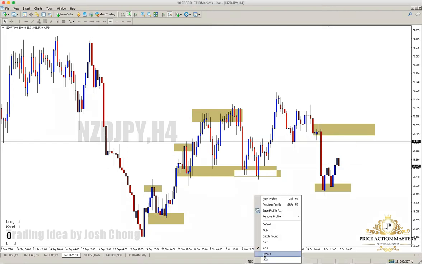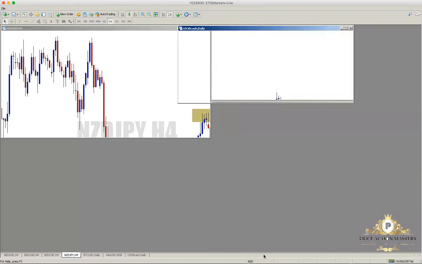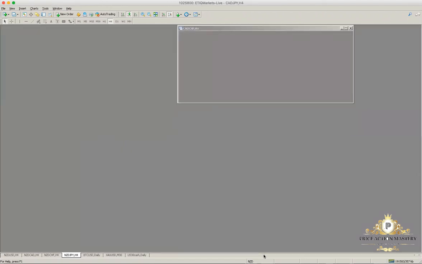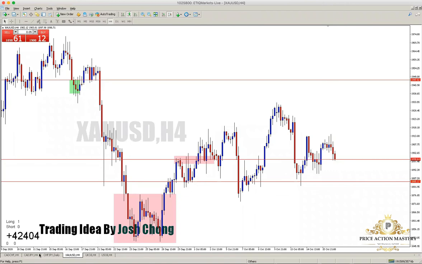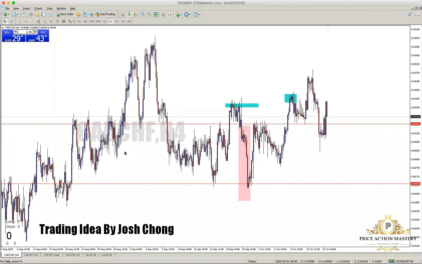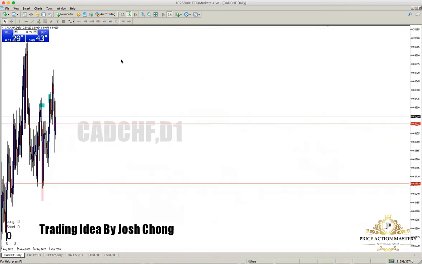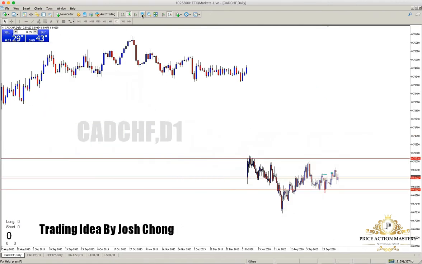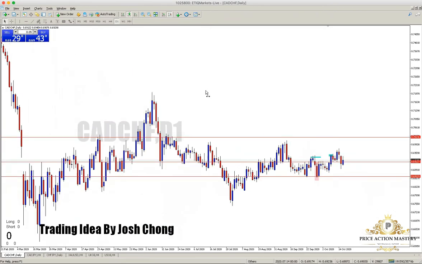Okay, the next will be the others, which is the CAD pairs. Let's look into the daily chart first. The market is currently very choppy. If you really want to trade this pair, I will teach you one of the methods.